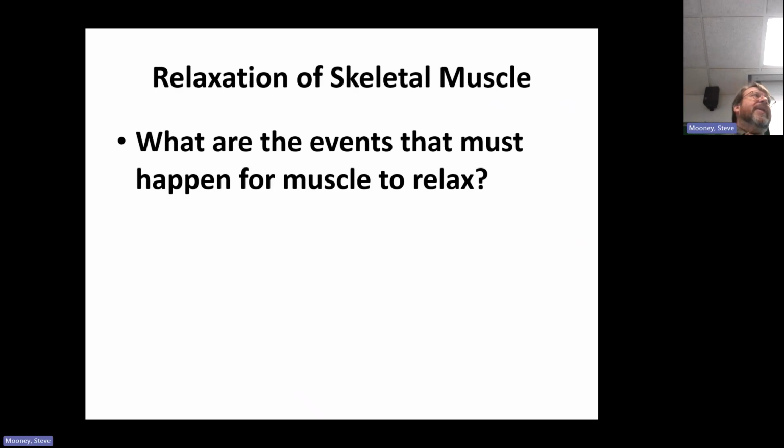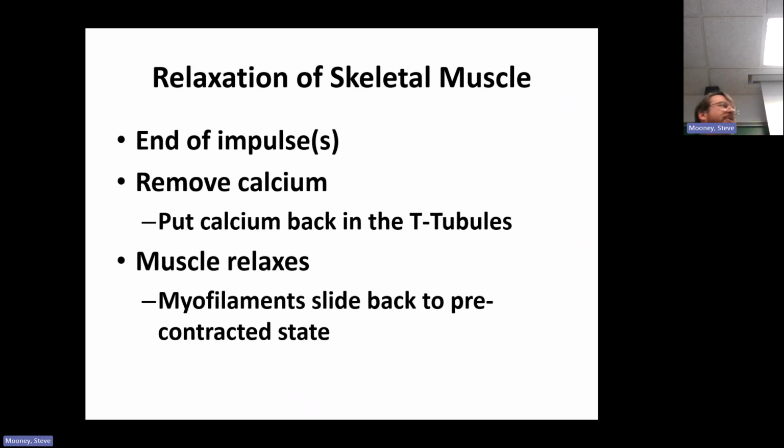So if we're going to relax the cell, what things have to happen? We have to basically run everything in reverse. So we need to end the impulses coming in down there. We have the acetylcholine being removed from that space. We lose the stimulation. We can think about the T tubules as continually trying to scavenge that calcium, always trying to pull it back inside the T tubules.